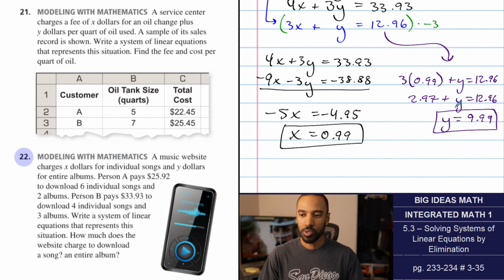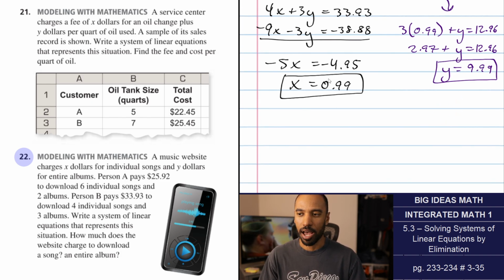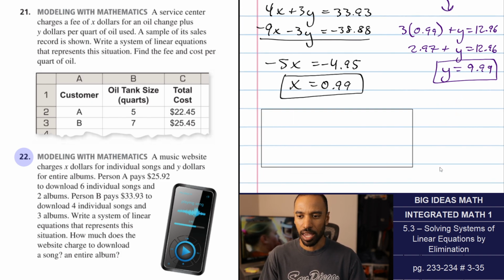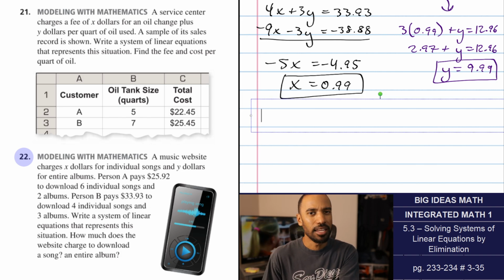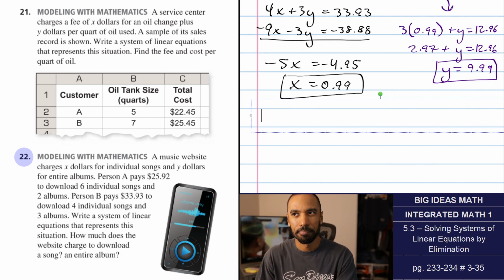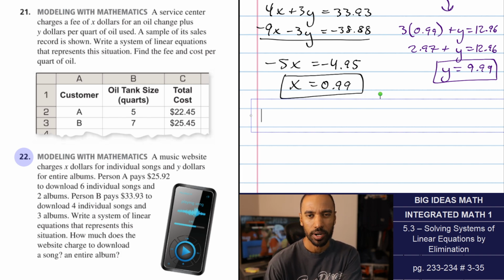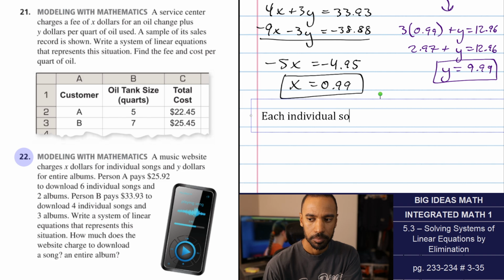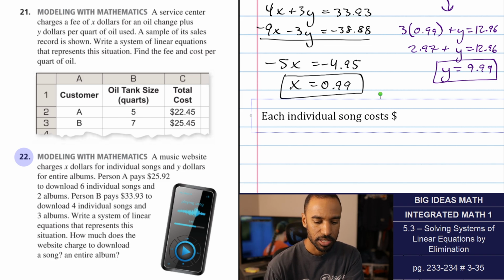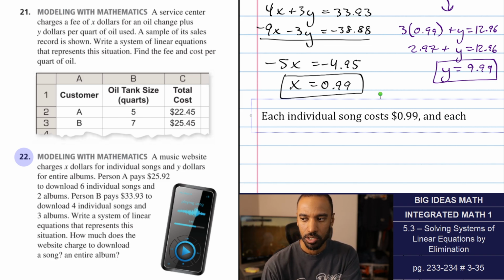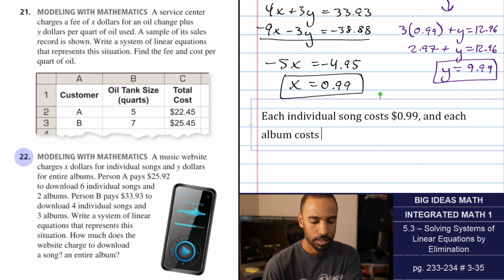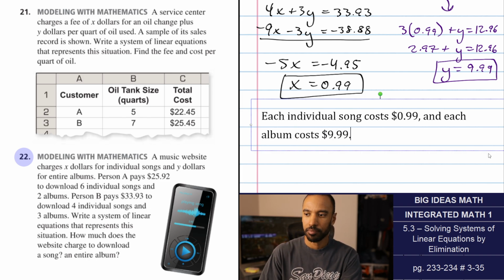So each individual song costs 99 cents. Each album costs $9.99. Again, it's a common iTunes thing. iTunes also does what? $1.29 or something. What else do they charge per song sometimes? What's their higher thing? I think it's $1.29, and their albums can be higher, $12.99. Each individual song costs 99 cents, and each album costs $9.99.